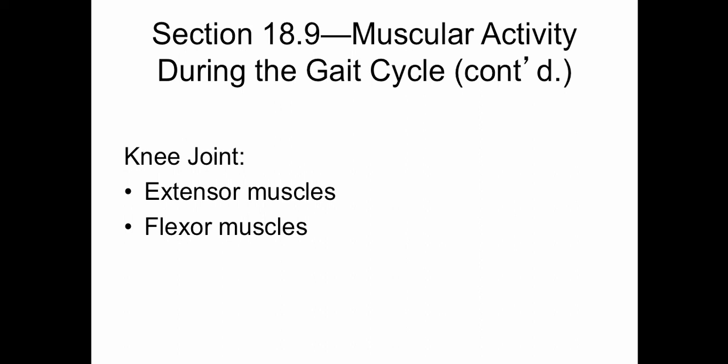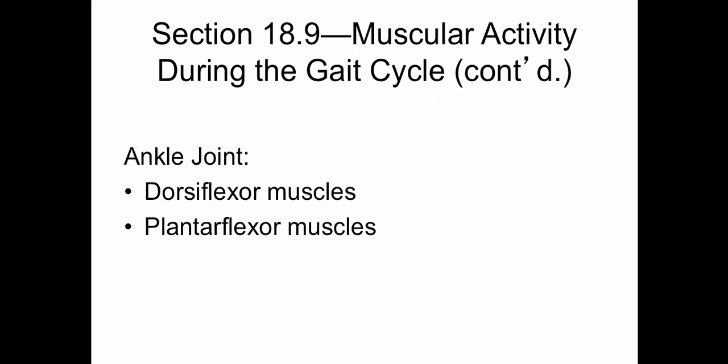The knee joint flexors contract eccentrically to decelerate the knee joint extension just before heel strike, and they contract just after heel strike to stabilize the knee and contract during the swing phase to keep the foot from dragging on the ground.